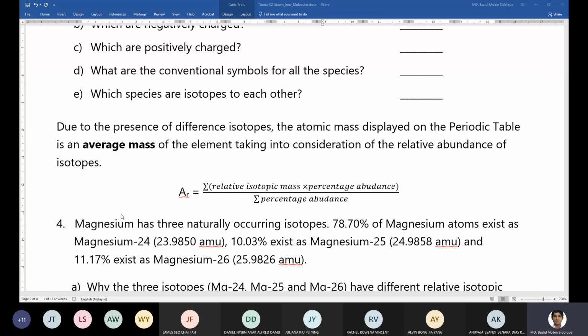30 seconds left. Faster. 15, 14, faster, I want more. 10 seconds. Closed voting.